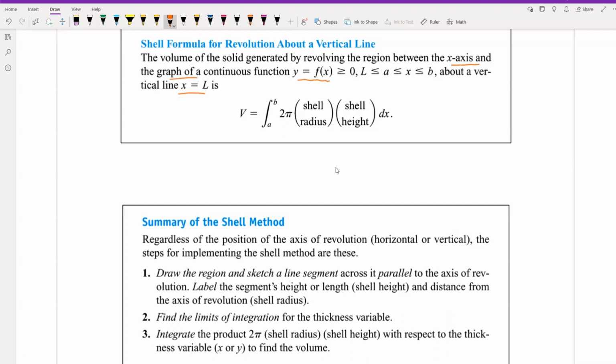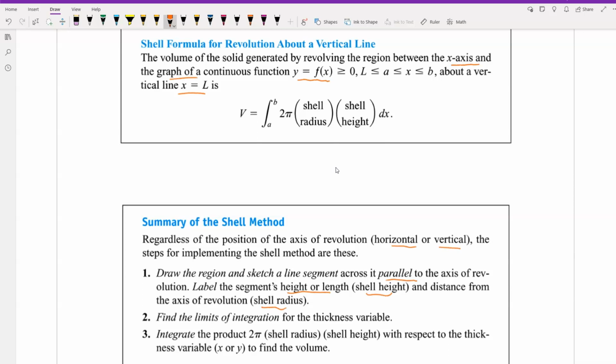Now here we have a summary of the shell method. Regardless of the position of the axis of revolution, horizontal or vertical, the steps for implementing the shell method are as follows. Step 1, draw the region and sketch a line segment across it parallel to the axis of revolution. Then label the segment's height or length, so that is called shell height. And the distance from the axis of revolution is the shell radius.